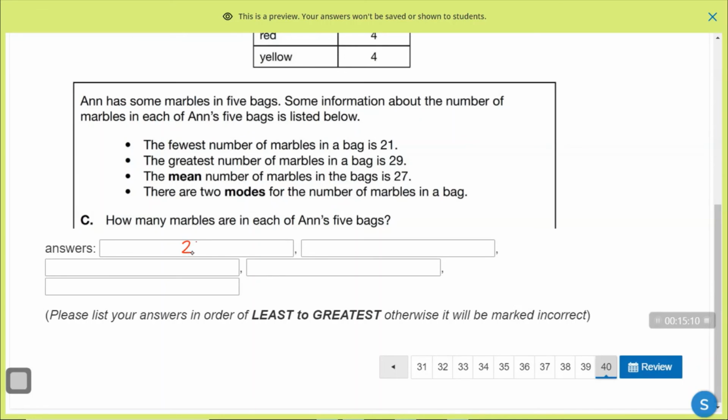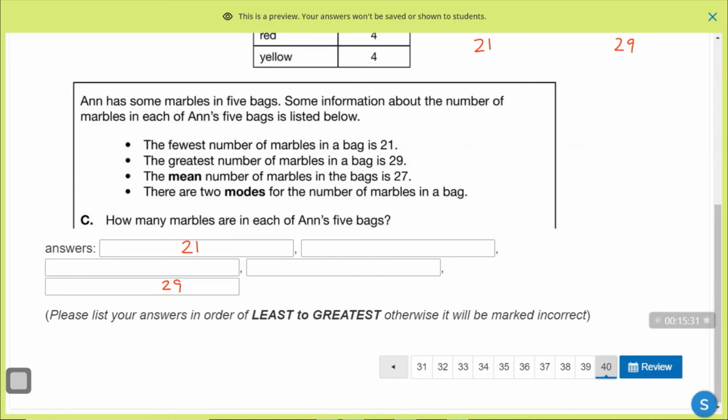We know the fewest is 21, and we know the largest is 29. We know that is true. All right, so we're going to start with 21 and 29. We know that's the max and min here. All right, and since we know the mean of the number of marbles in the bag, I can look at where the mean is now.